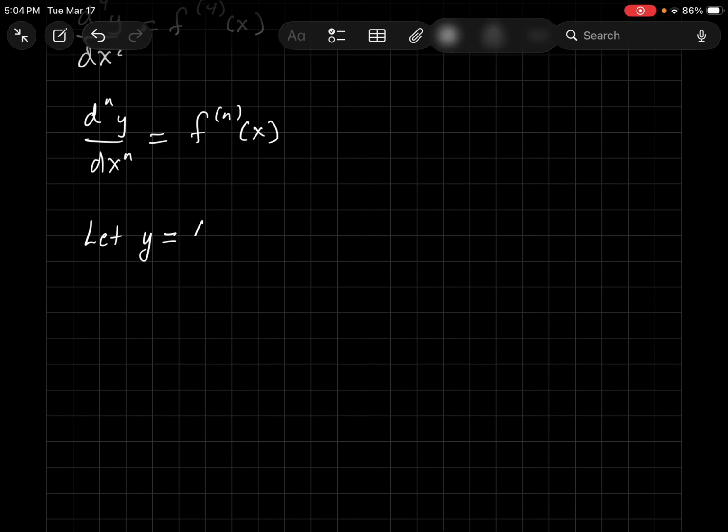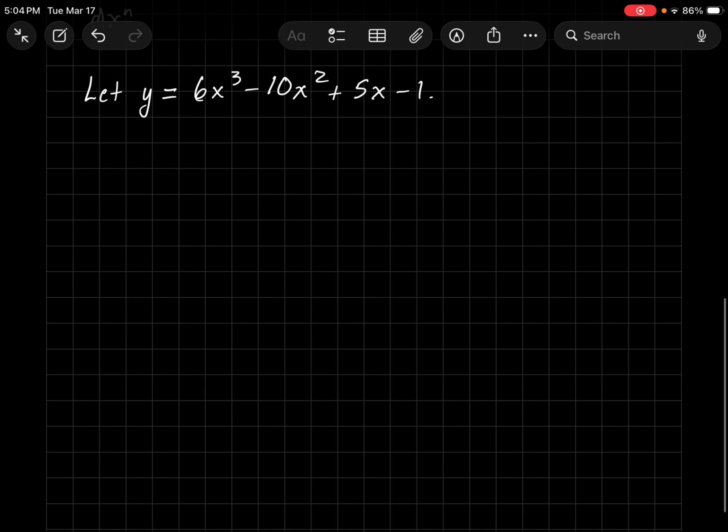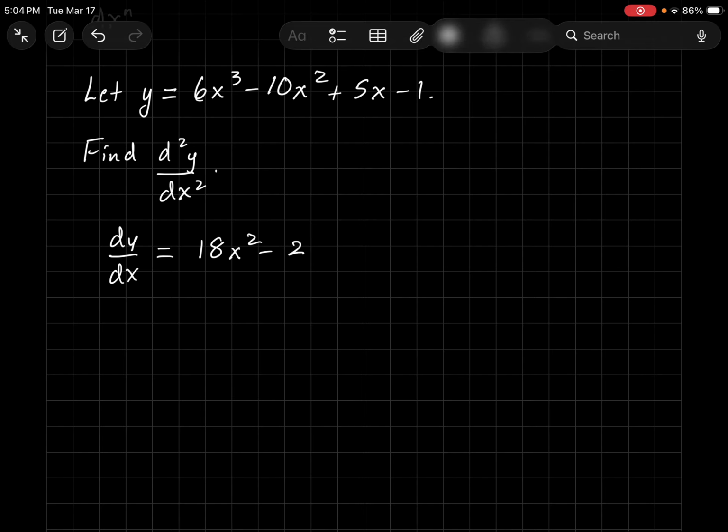Let y equal 6x cubed minus 10x squared plus 5x minus 1. And we want to find the following, which simply means find the second derivative. Well, to find the second derivative, you have to find the first derivative. So let's find dy dx, which is 18x squared minus 20x plus 5.